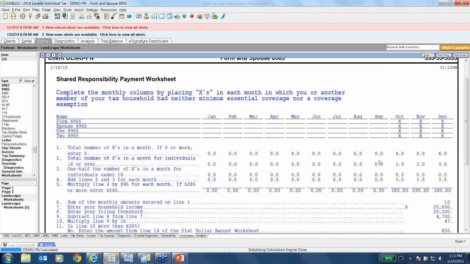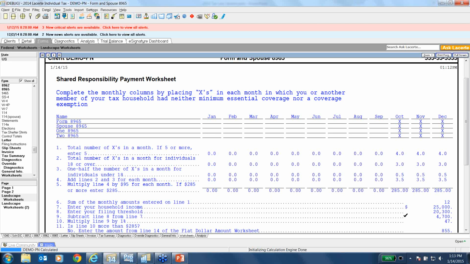Line 1, they want the total number of X's in a month. So it's going to be 4, 4, 4. Total number of X's in a month for individuals 18 or over. It's going to be 3, 3, and 3. We had one person who was under 18. Half the number of X's in a month for individuals under 18. We said there was 1, so it's going to get a half, half, and half. We add them all up. We're left with 3.5. We would multiply that by $95.